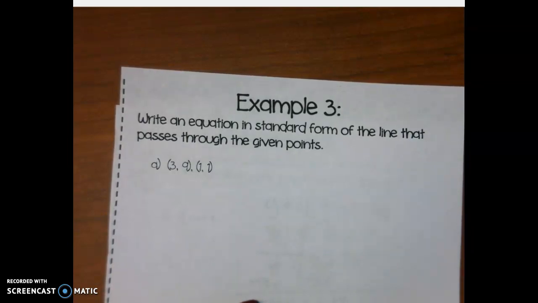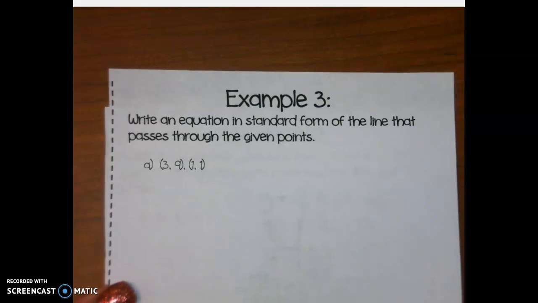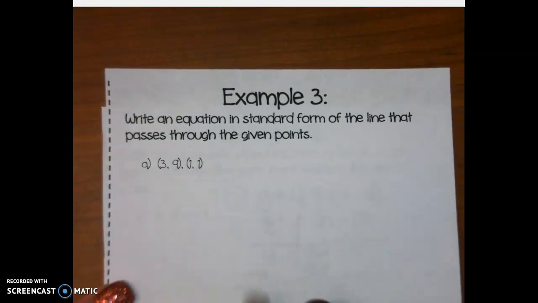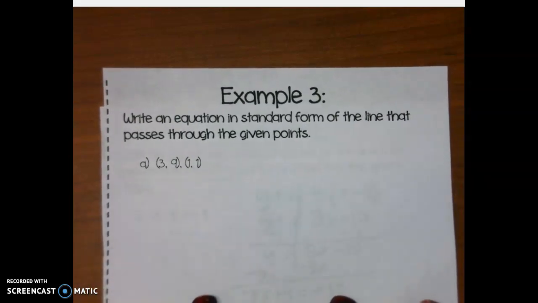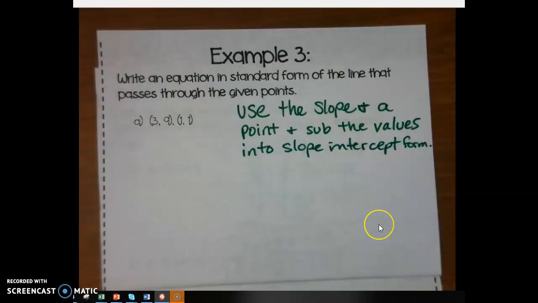Okay, you are given 2 points. You have 3, 9, and 1, 1. Teachers and students, please pardon this interruption. Okay, sorry. We got interrupted by an announcement.